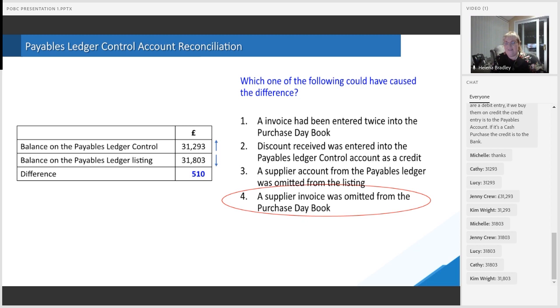And that's it, really, from a payables ledger control account. So nothing radically different, no real new knowledge, but just the way it's assessed is different in this unit. I now want to spend a bit of time looking at the VAT control account.